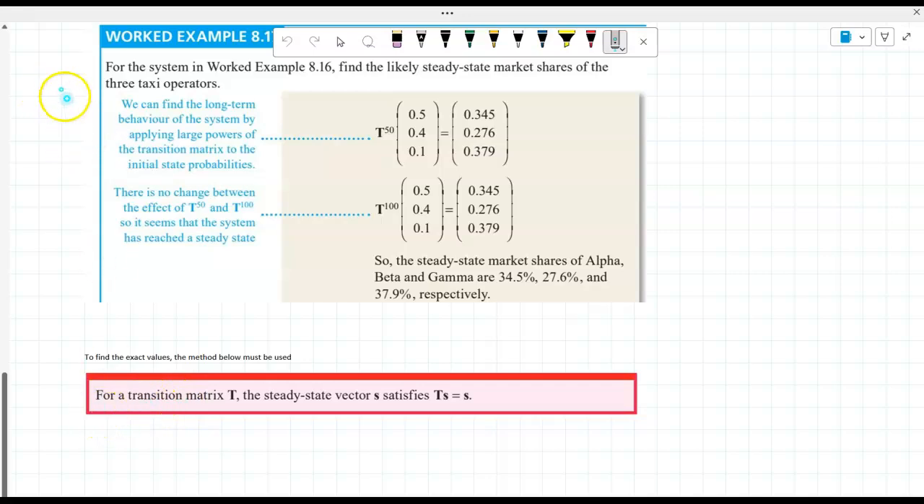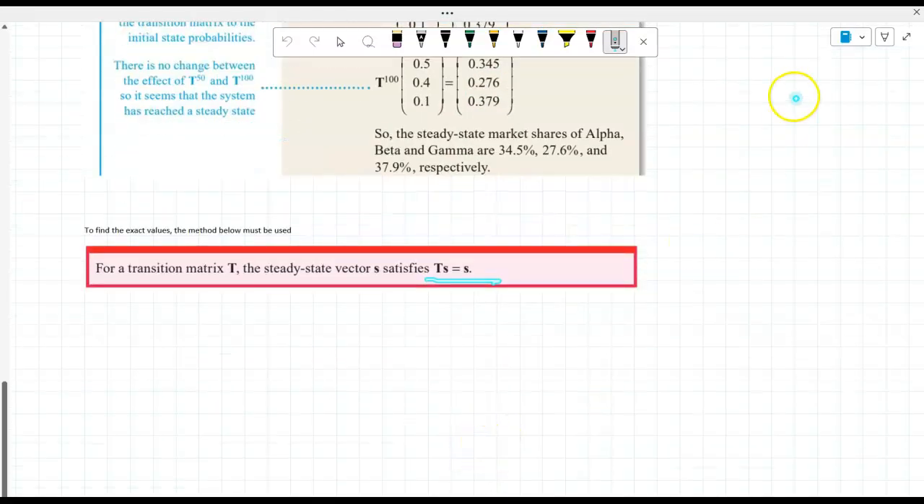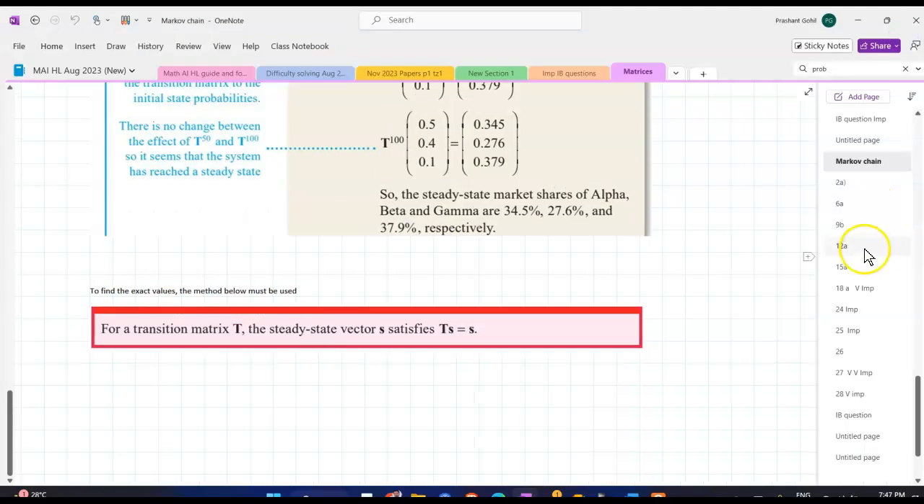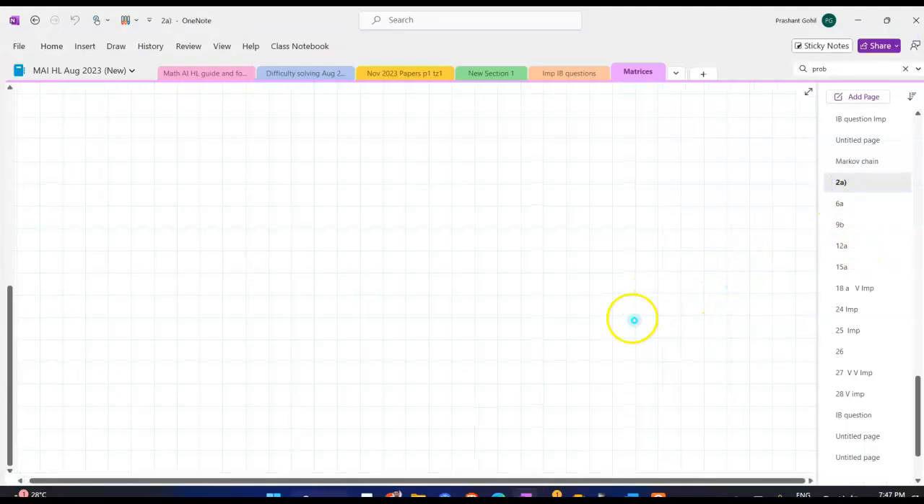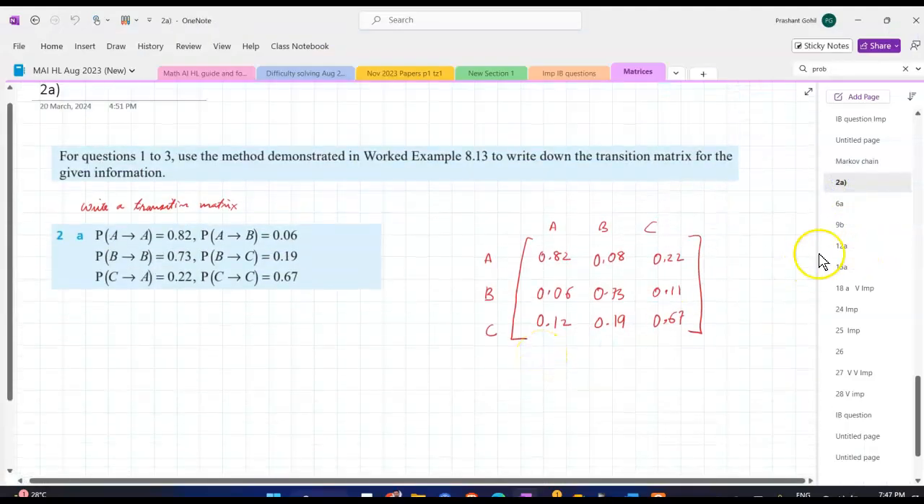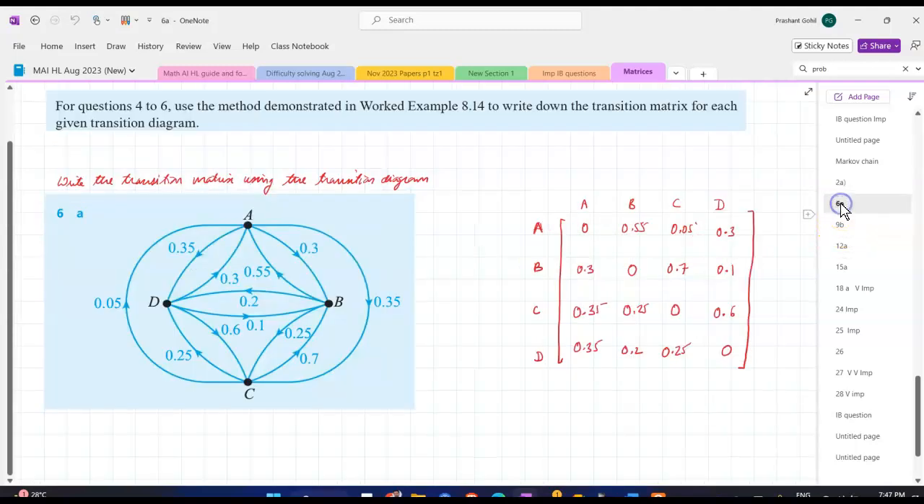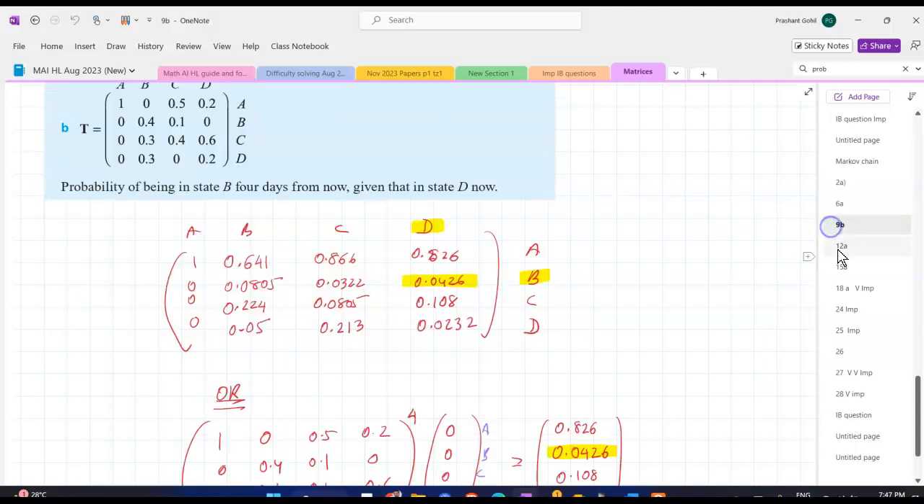There's another method of doing it. This is method 1, taking a large power. Sometimes they ask for the exact value, because this will give you decimals. If you want the exact value, then you do TS is equal to S and solve. We'll see that; it will come in some example. Transition matrices are easy.